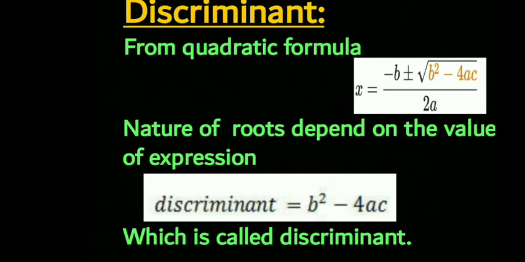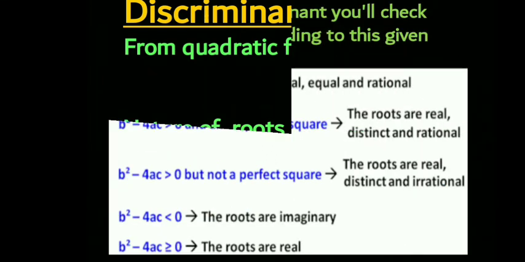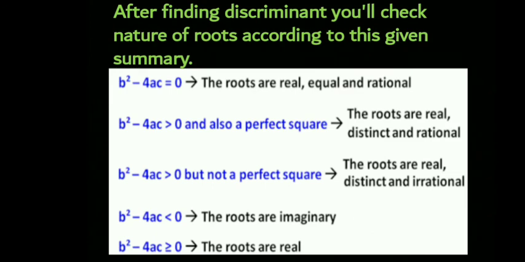Here I've written the quadratic formula, and in it I am highlighting a certain expression. This is called the discriminant, which tells us about the nature of roots without solving the equation. Here I am presenting a summary chart, in which we'll see how the discriminant tells us about the nature of roots.